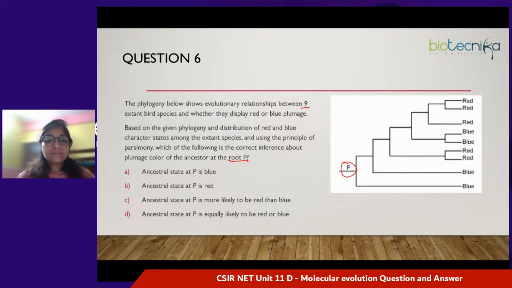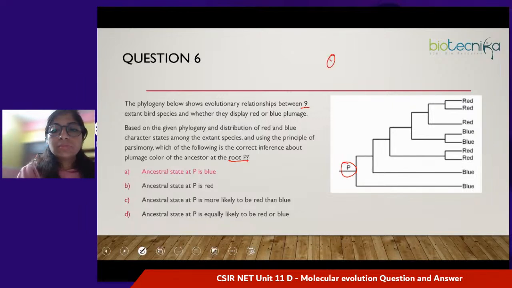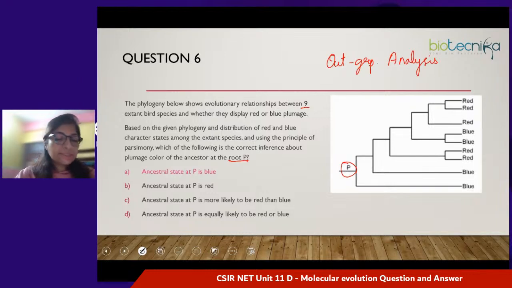Yes. Correct answer is option A. Now, how do we get answer A? To answer this kind of question, we have to think about the analysis called outgroup analysis. First of all, what is an outgroup? Outgroup is the species which diverges first from the ancestor. Because it diverges first, most of the characters that the outgroup has will be similar to the ancestor.